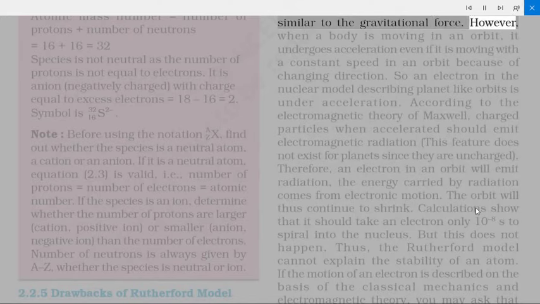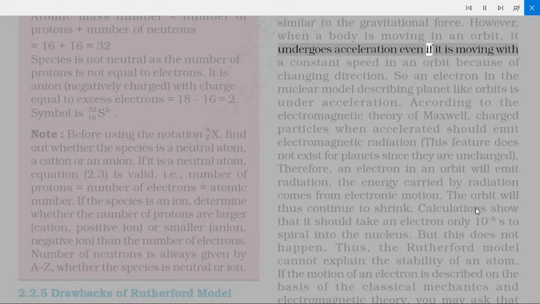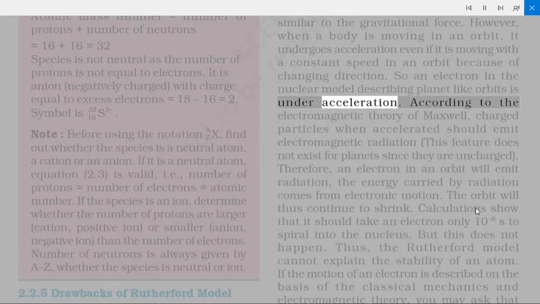The similarity between the solar system and nuclear model suggests that electrons should move around the nucleus in well-defined orbits. Further, the Coulomb force, K Q1 Q2 / R squared, where Q1 and Q2 are the charges, R is the distance of separation of the charges and K is the proportionality constant, between electron and the nucleus is mathematically similar to the gravitational force. However, when a body is moving in an orbit, it undergoes acceleration even if it is moving with a constant speed because of changing direction. So an electron in the nuclear model describing planet-like orbits is under acceleration.